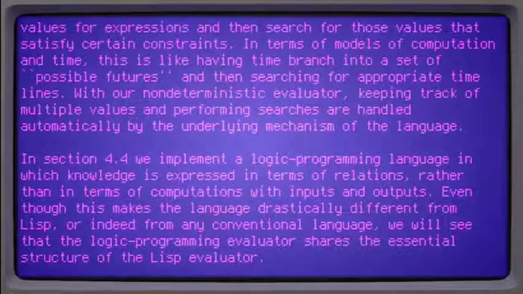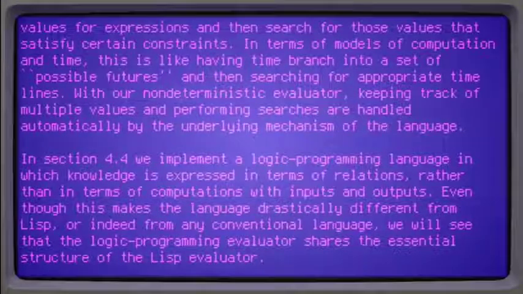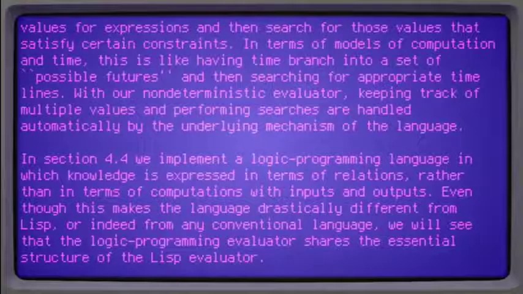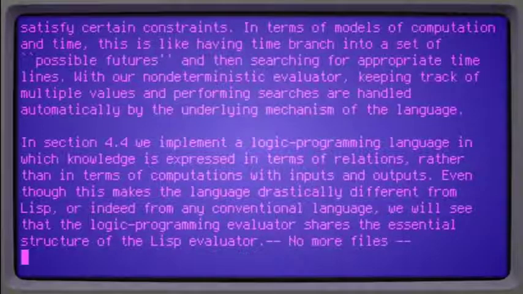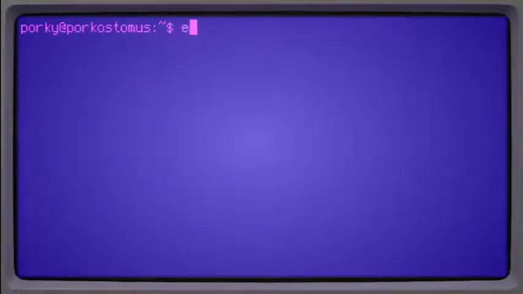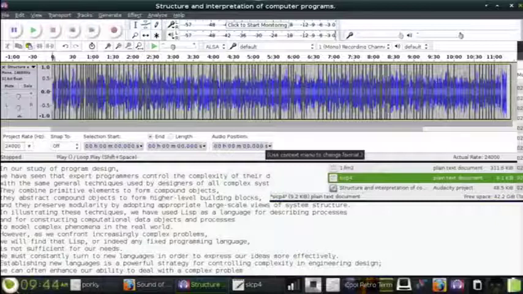the language. In Section 4.4 we implement a logic programming language, in which knowledge is expressed in terms of relations, rather than in terms of computations with inputs and outputs. Even though this makes the language drastically different from Lisp, or indeed from any conventional language, we will see that the logic programming evaluator shares the essential structure of the Lisp evaluator.